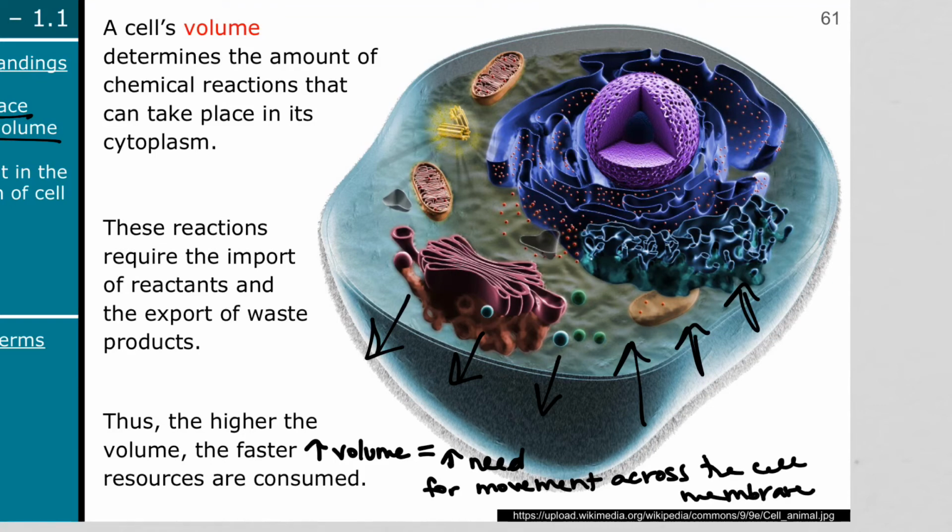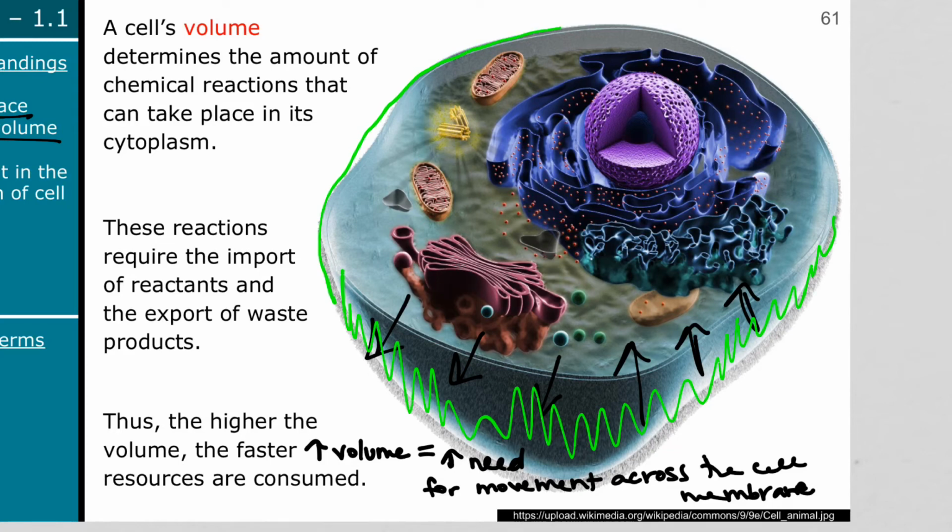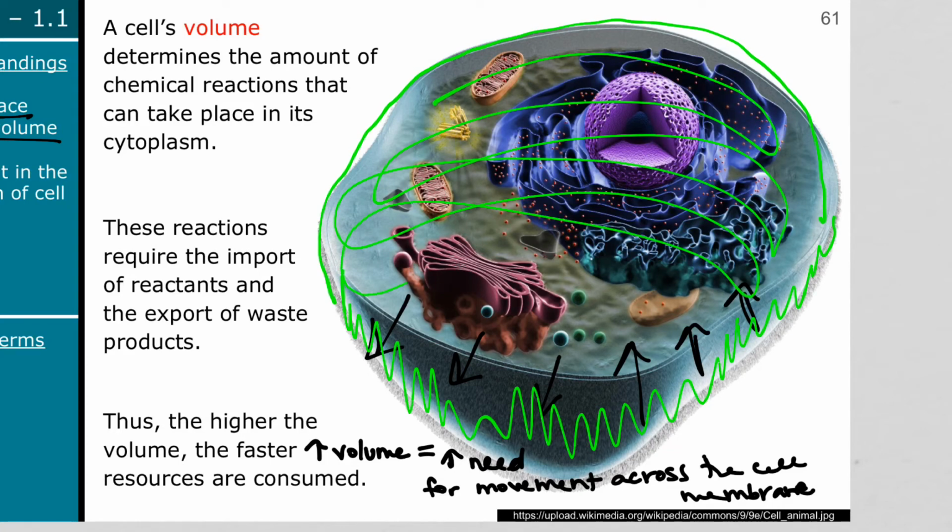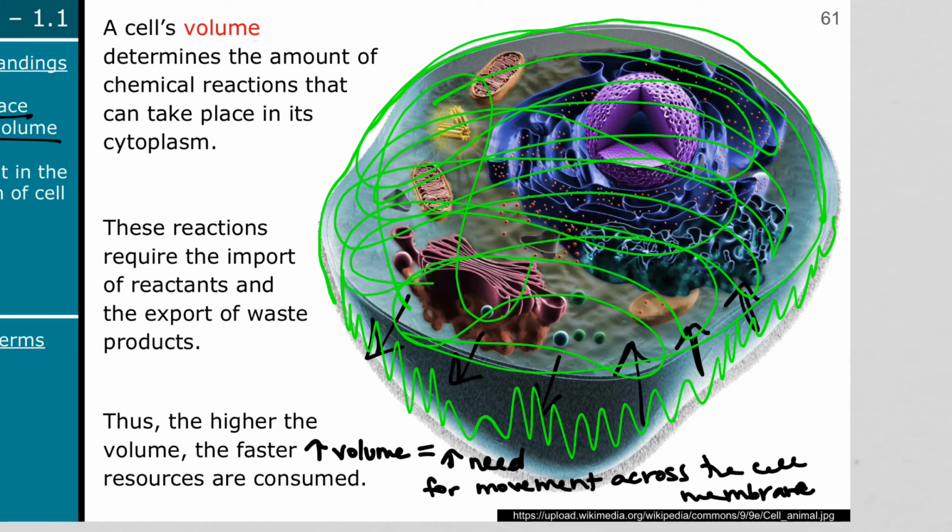And the cell membrane comprises the surface area. So all of this area here, and of course this cell is not showing the membrane that would be on top of all of this because it's showing us the contents, but you would have membrane all the way across the top. So all on the outside you're going to have cell membrane, and that's going to be your surface area. The larger the cell gets, the more volume it has, the more metabolism it has, the more it's doing, so the higher the need for movement across the cell membrane becomes. And the cell membrane is the surface area.